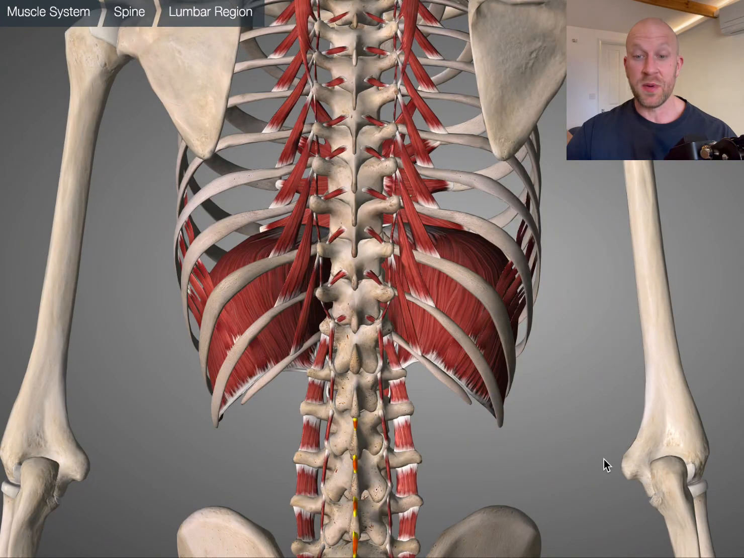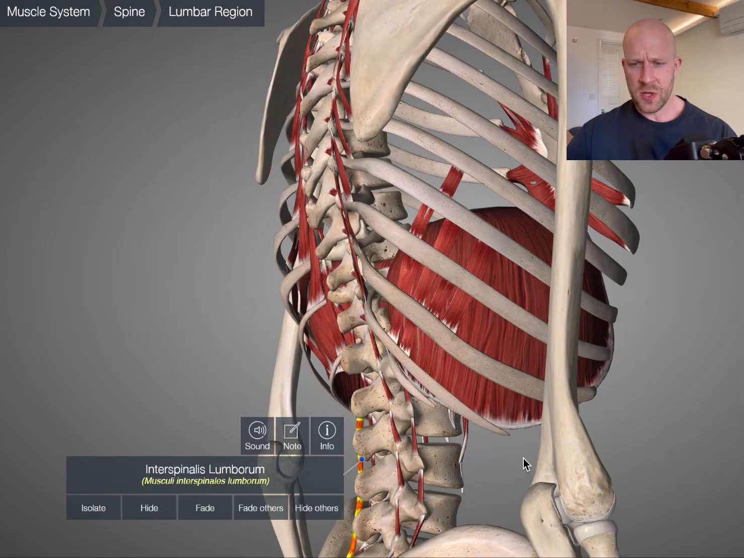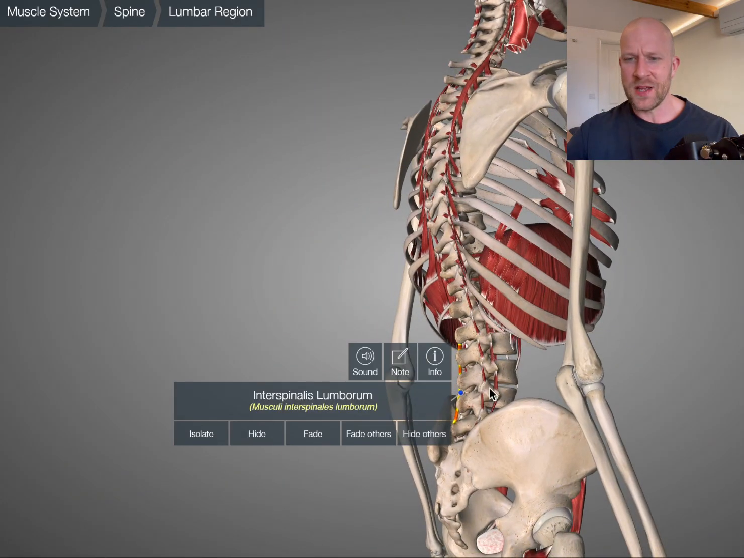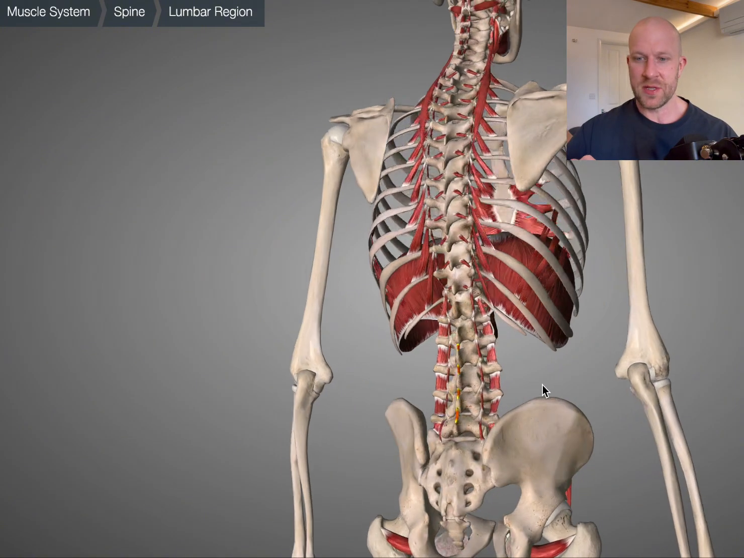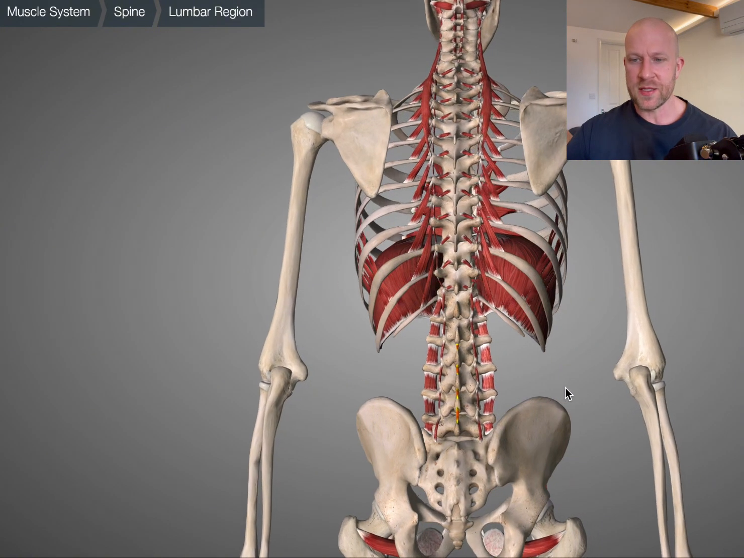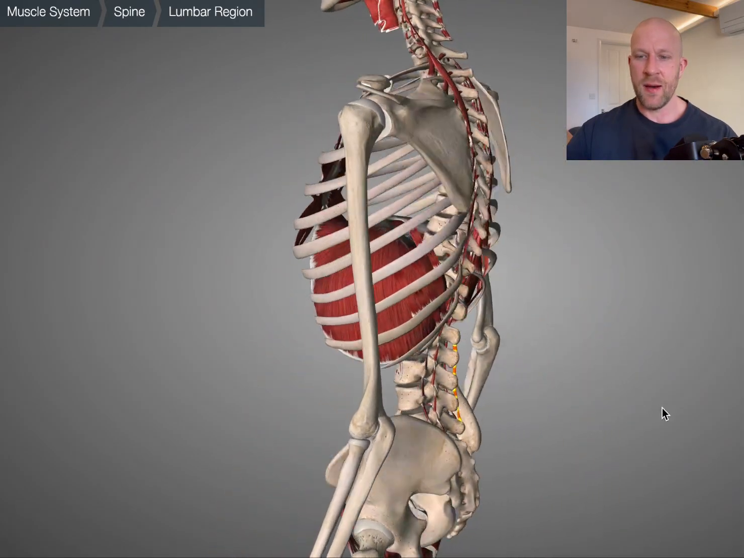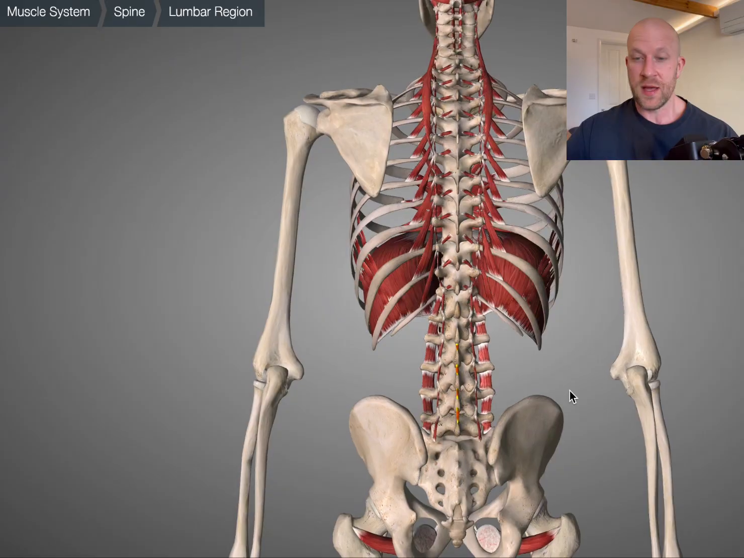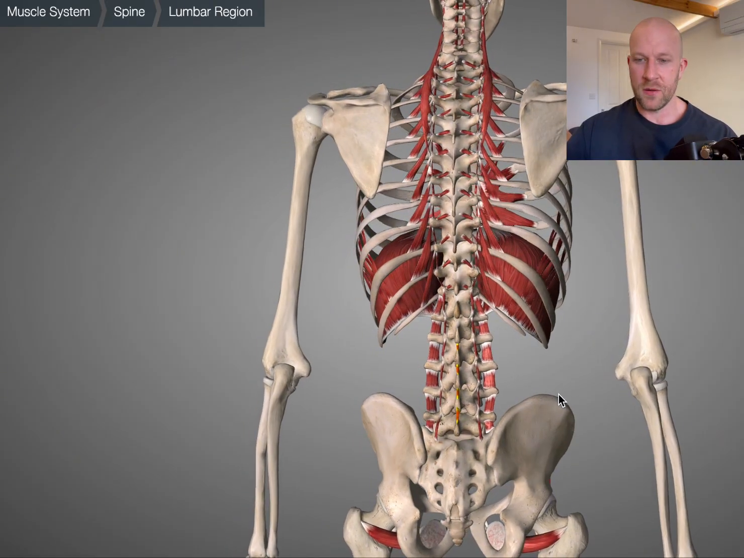Interspinalis, so they connect the spinous processes of the spine. Can you see that every bony projection, every bony prominence that we've got, there's a muscle to connect one to the other. So much like ligaments in the rest of the body, but here we've got contractile muscles. And they are contractile. They can be used and they can be recruited, and they're often not.